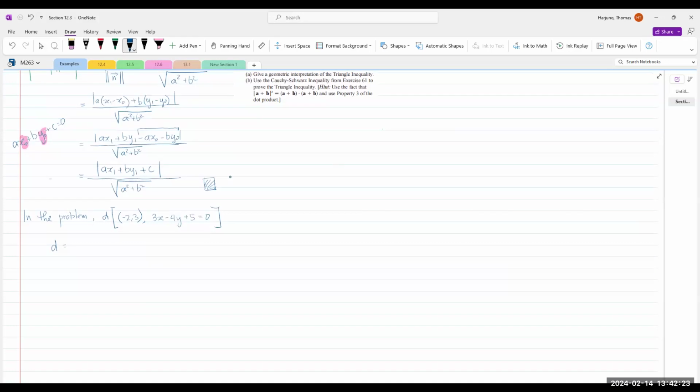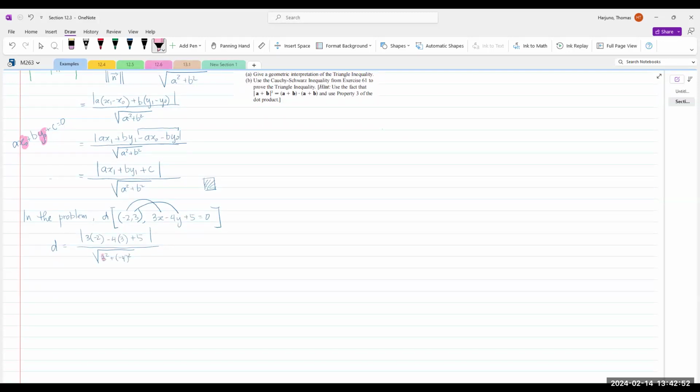it is given by, notice that on the numerator, I have the absolute value of that equation, but you will replace the x and the y by the x and the y of the coordinates. Okay, 3 times negative 2 minus 4 times 3 plus 5 over square root of 3 squared plus negative 4 squared.